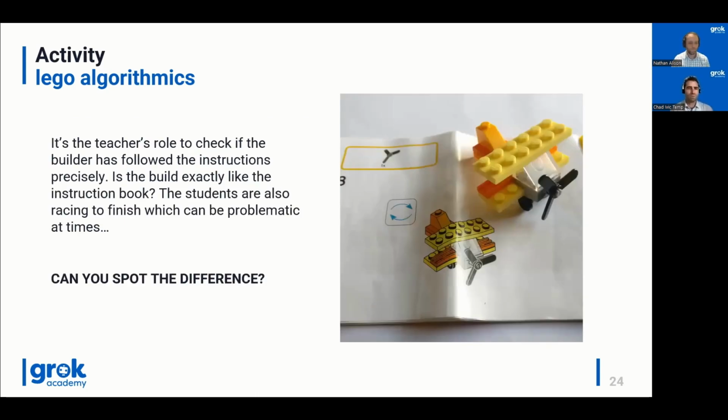It's your role as a teacher to check if the builders followed the instructions precisely. So a student has come up with the plan on the right. I'll just give you a moment to see if you can spot any differences between the final instruction number 8 and the final build. Just give you a moment to have a look.